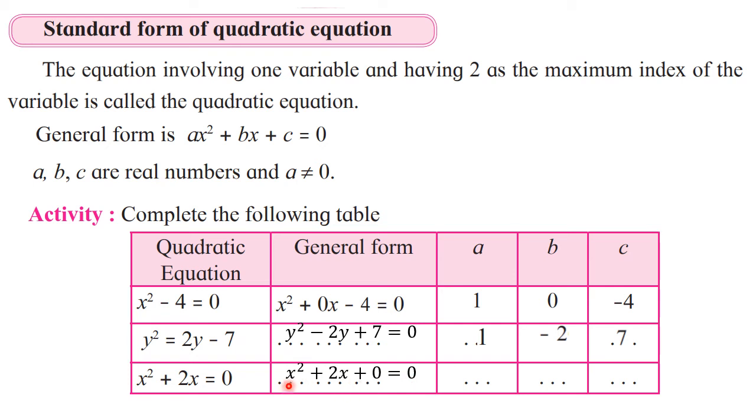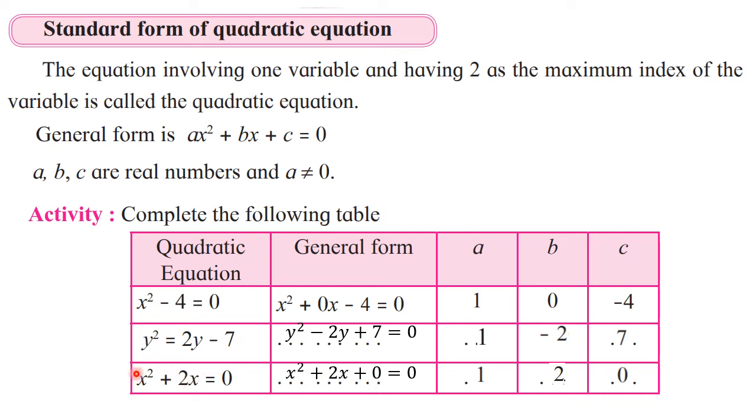Now if we compare it with the standard form, then the value of A is 1 again, the value of B is 2 and the value of C is 0. Okay. So in this way you can write the equations in general form. What you have to keep in mind is that whenever you are writing the general form, three terms should be present on the left hand side.